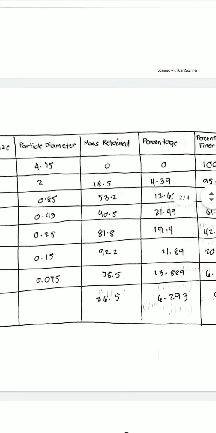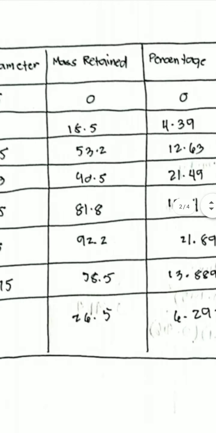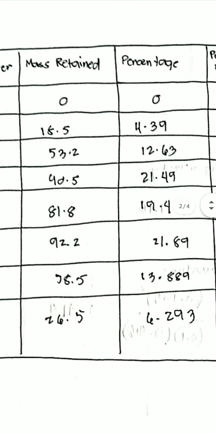So to get the total mass of the soil, we will sum up the mass retained in every sieve number. So 18.5 plus 53.2 plus 40.5 plus 81.8 plus 92.2 plus 58.5 plus 26.5 is equal to 371.2.